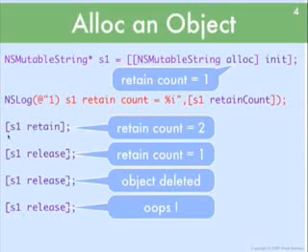Continuing through the example, let's say we then pass the retain message to s1. Well, retain increases the retain count by 1. It was 1, we increased it, so now it'll be 2. Then we pass release, retain count goes down by 1, and now the retain count is 1. Pass another release message, and the retain count goes to 0, so the object gets deleted from memory. If you pass the release message one more time, well, the object was already deleted, so that's going to cause the program to crash.